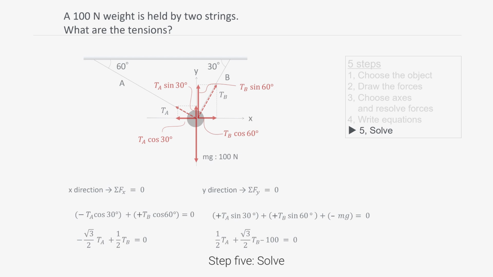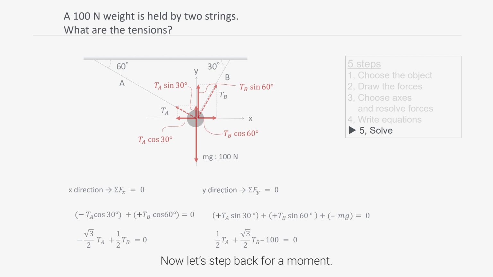Step 5, solve them. At this point, the physics is already done. We are just solving 2 equations for 2 unknowns, tension A and tension B. This part is mathematics. Important, but not the hard part. Even if the sketch isn't accurate when you draw forces, the equations give the correct magnitudes.